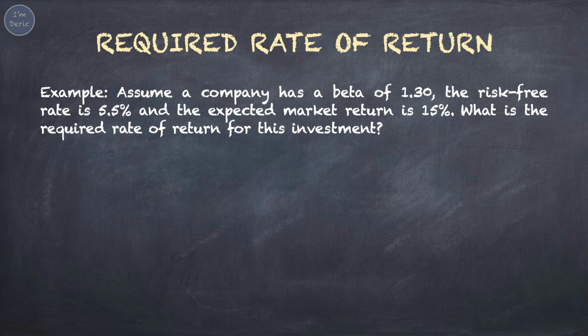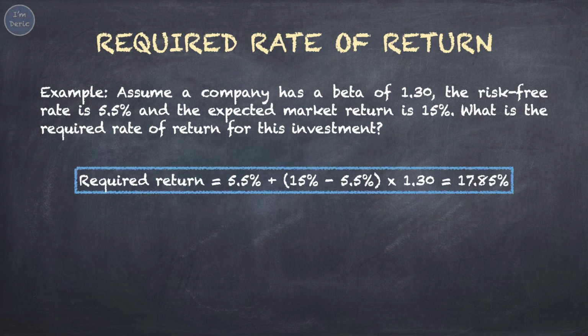Assume a company has a beta of 1.30, the risk-free rate is 5.5%, and the expected market return is 15%. What is the required rate of return for this investment? By putting all the figures into the formula, in which risk-free rate 5.5%, beta 1.30, and market return 15%, you will get a required return of 17.85%. This is the lowest acceptable return of this investment. The actual return is supposed to be higher than required return.